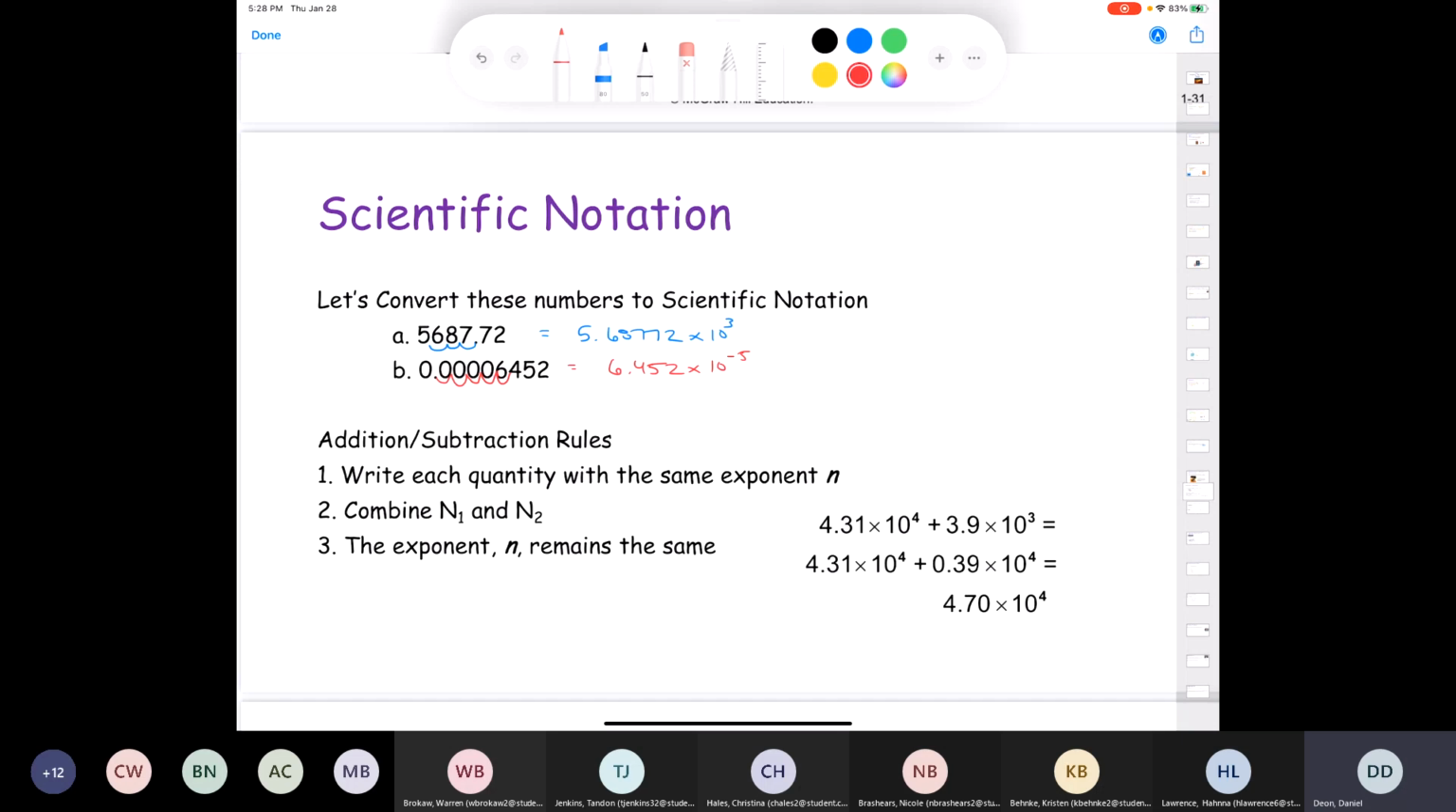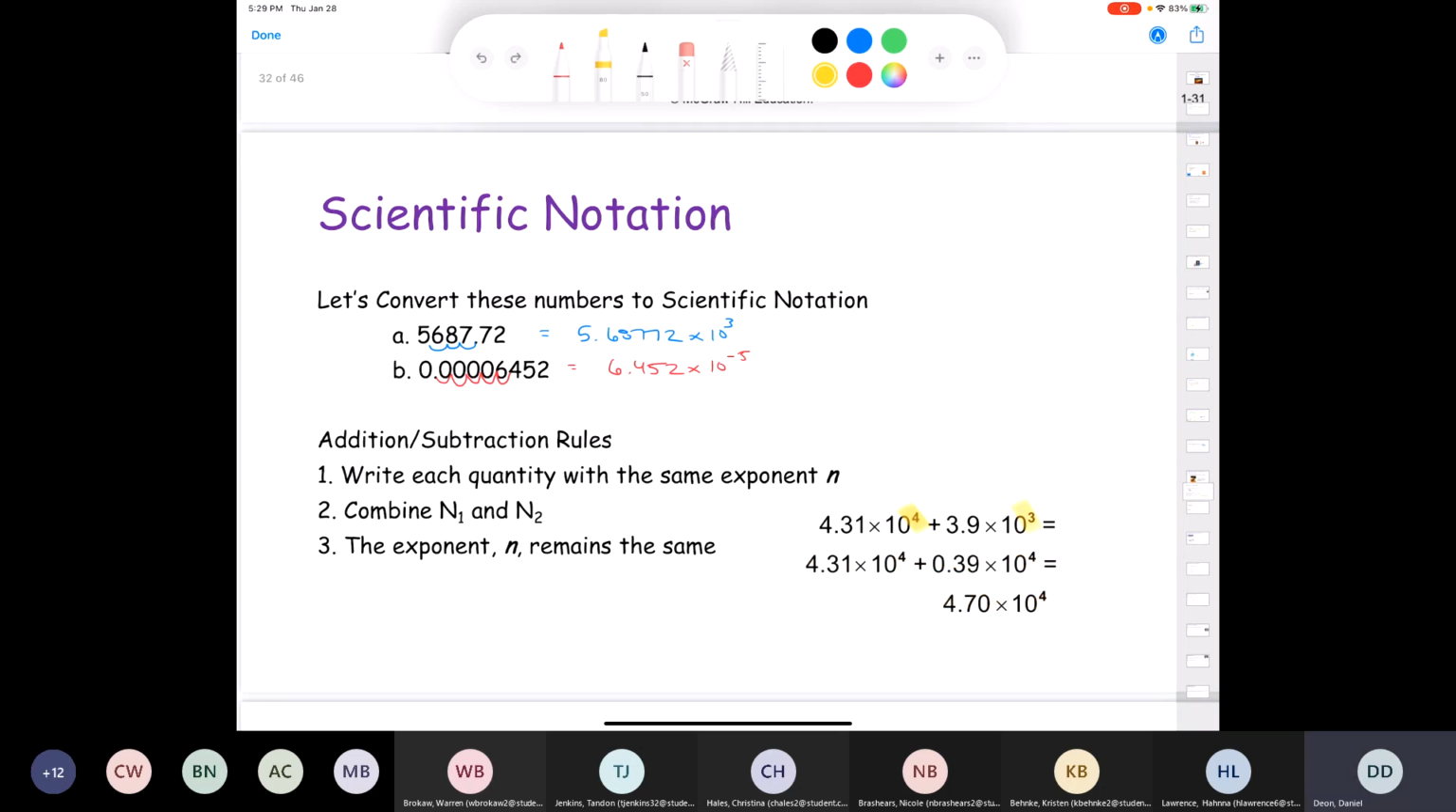Now, if you have to add or subtract numbers that are in scientific notation, there isn't really a simple way to do it, except to make sure that each quantity has the same exponent. Let's say we wanted to add these two numbers here. Since one of them is to the power of 4 and the other is to the power of 3, you've got two options. You can either convert this one to the power of 3 or this one to the power of 4, as is shown here. Once the exponents are both identical, then you can just tally up this part here, and there you go. 4.31 plus 0.39 is 4.7, and the exponent isn't going to change.